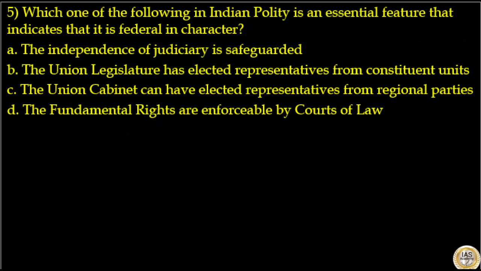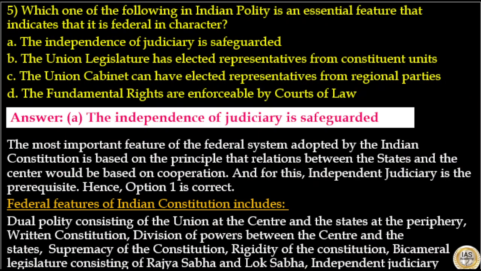So, the answer to this question is option A. Which one of the following in Indian polity is an essential feature that indicates that it is federal in character? Options are: the independence of judiciary is safeguarded; the union legislature has elected representatives from constituent units; the union cabinet can have elected representatives from regional parties; the fundamental rights are enforceable by courts of law. The answer to this question is option A, that is, independence of judiciary is safeguarded.